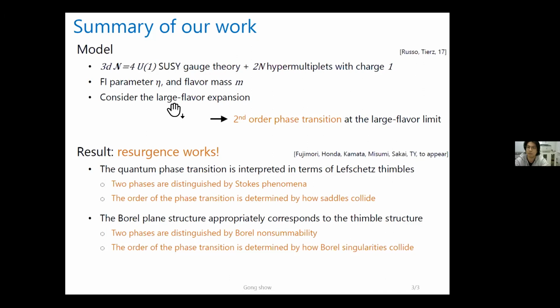Our result shows that resurgence actually works to describe this phase transition. More specifically, we can say that the quantum phase transition is interpreted in terms of Lipschitz symbols, and the Borel plane structure corresponds to this symbol structure. The important point is that two phases are distinguished by Stokes phenomena, and the order of the phase transition is determined by how singularities collide, etc. So if you are interested in these topics, please feel free to contact us.